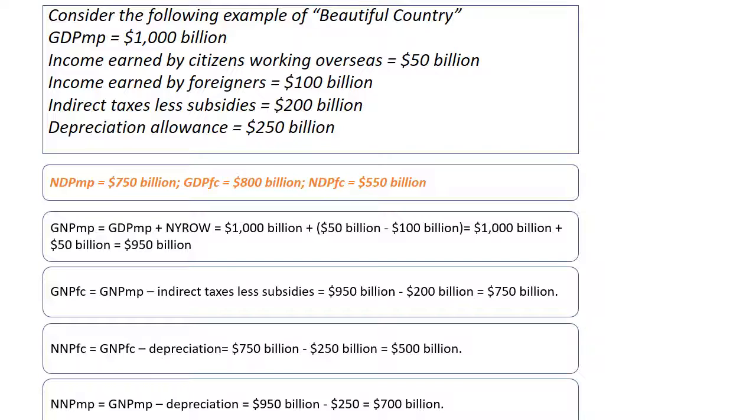So based on one definition, that is GDP-MP, and the three relationships, we can derive a number of concepts that look at different aspects of income of a country. And this concludes this lecture video. Thank you for your time.